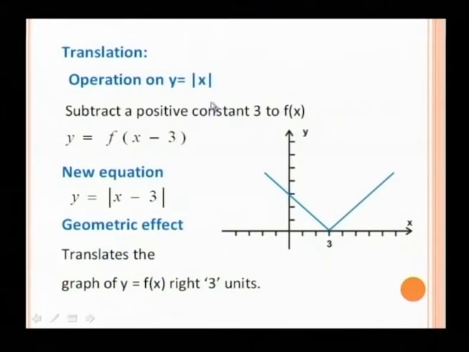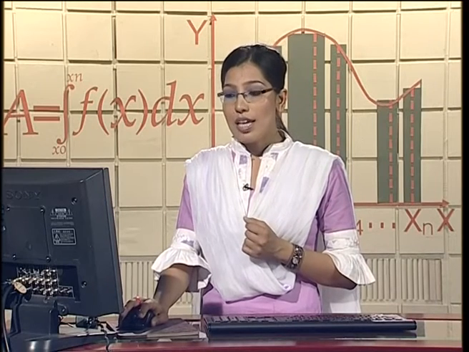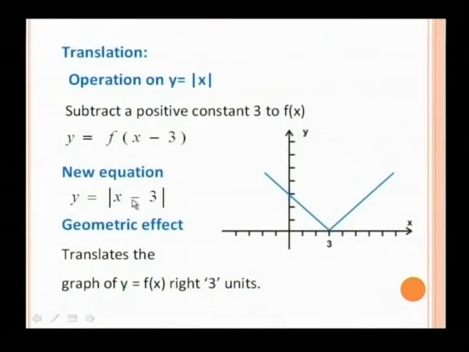In the next figure, we will be performing an operation of subtraction. If we subtract a positive constant 3 from f of x, then our function becomes y is equal to f of x minus 3. In this way, we get a new equation as y is equal to modulus x minus 3. Here you can see that the change in the graph is that it translates the graph of y is equal to f of x right 3 units. And you can see that our graph is shifted from the origin to the right by 3 units.